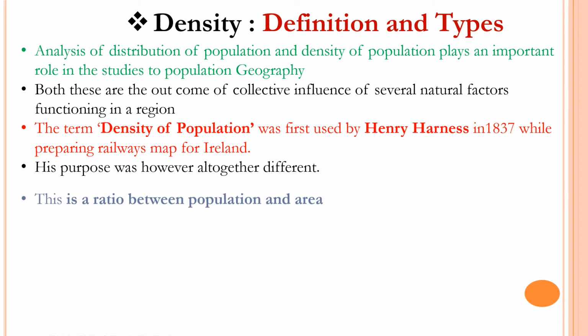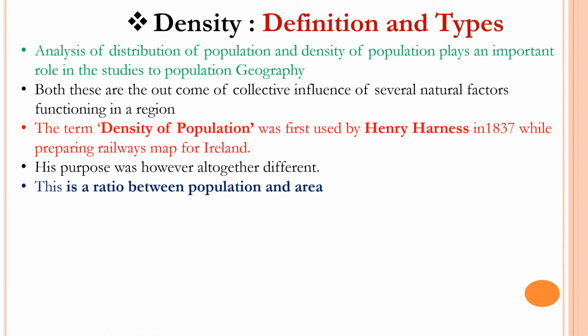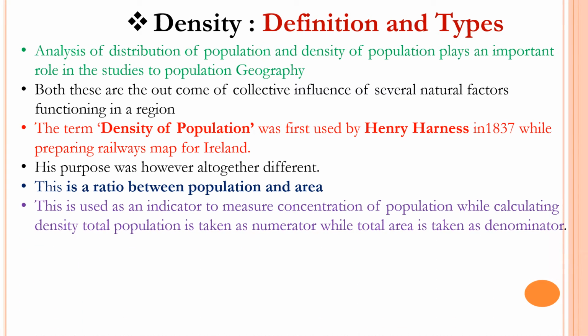Density is also a ratio between the population and area. It is a very simple definition: the ratio between the population and area. It is used as an indicator to measure the concentration of population. While calculating density, the total population is taken as the numerator while the total area is taken as the denominator.